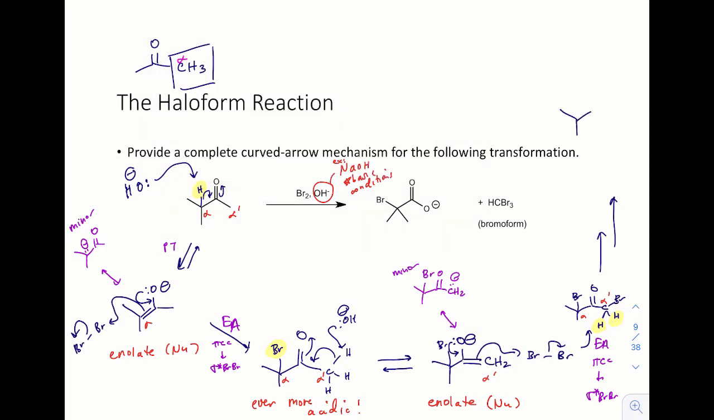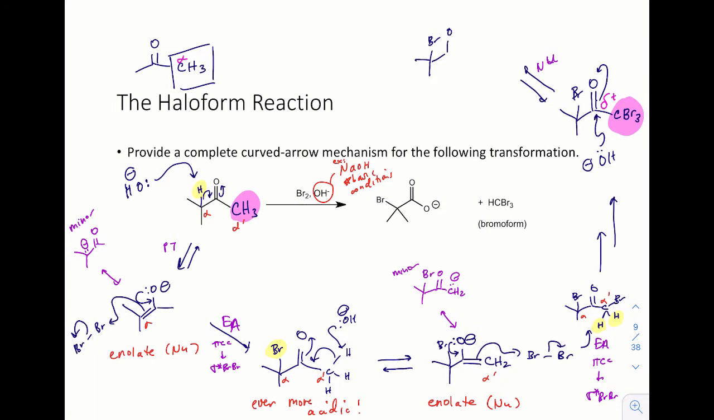And once both of those alpha prime CH bonds have been substituted with bromine, what started out as a methyl group, a CH3 here at alpha prime, is now a CBr3 group. Under the reaction conditions of sodium hydroxide and molecular bromine, the carbonyl continues to react. The carbonyl carbon is and has been electrophilic, and hydroxide can add to it in a nucleophilic addition step. Now this has been happening all along, but this step is reversible.